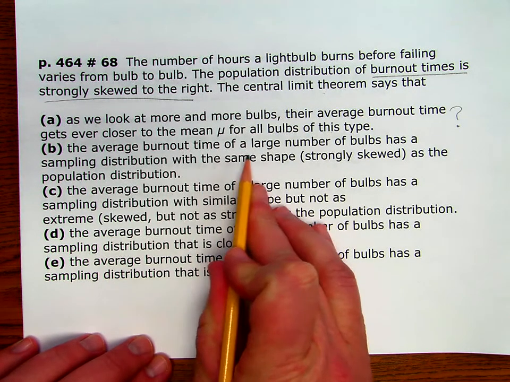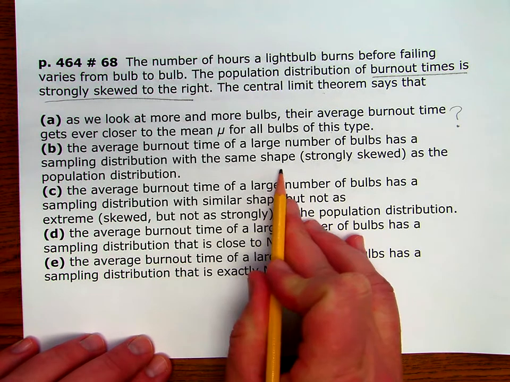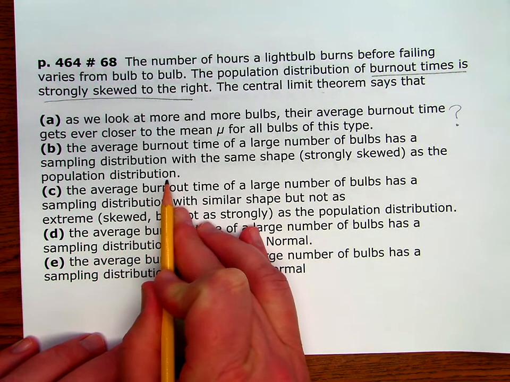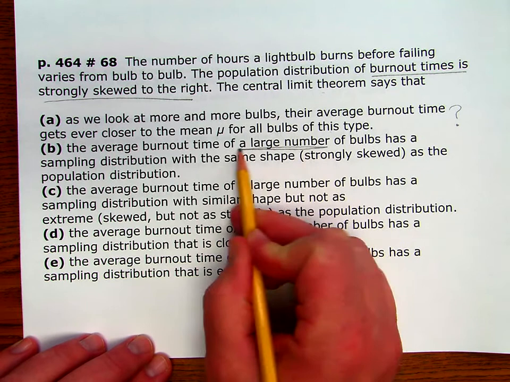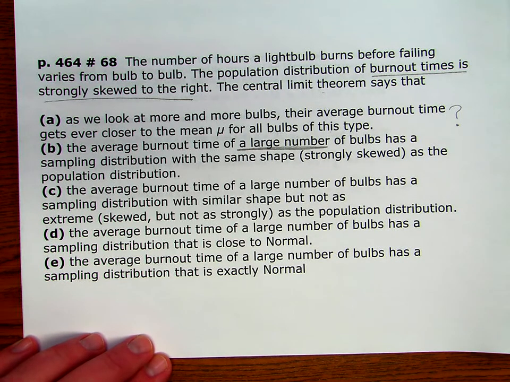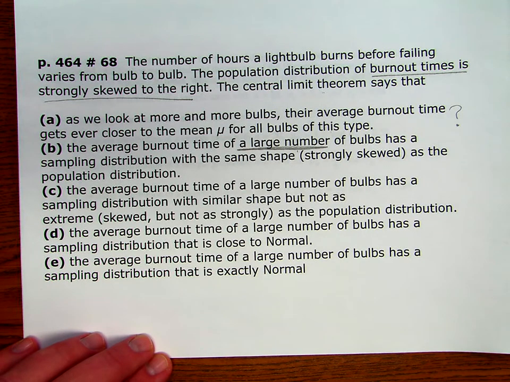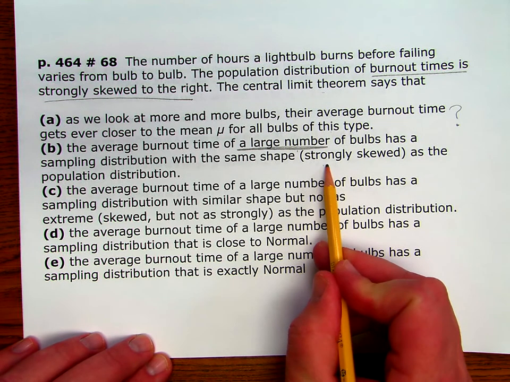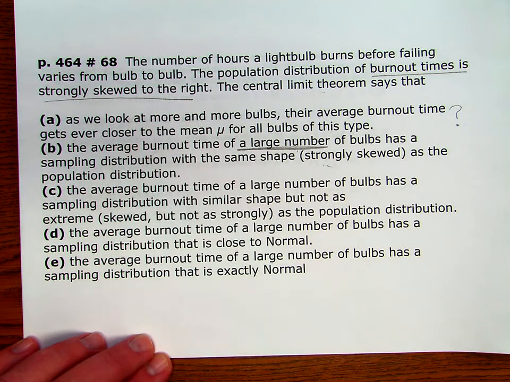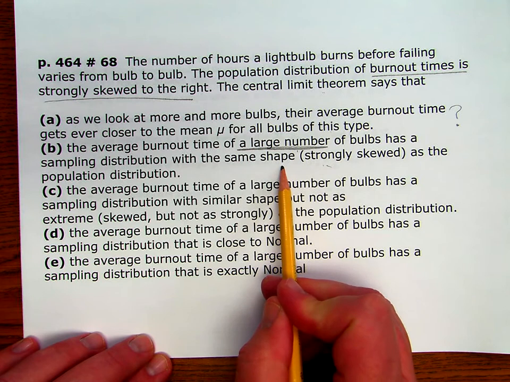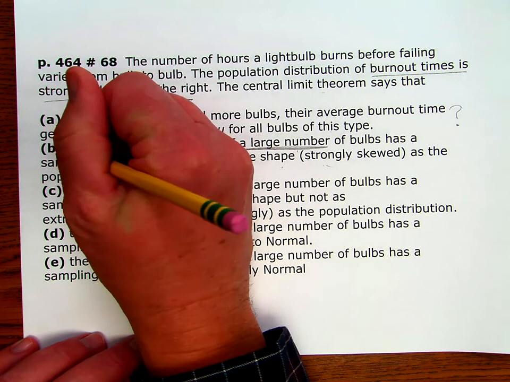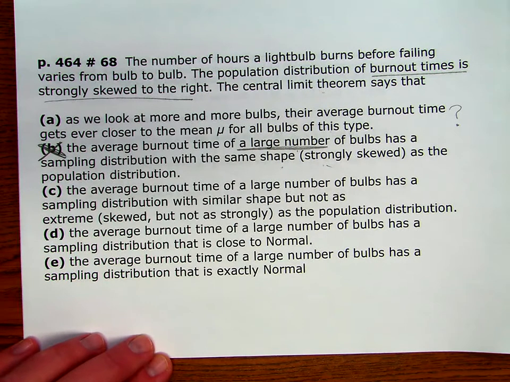Okay, the average burnout of a large number of bulbs has a sampling distribution with the same shape, strongly skewed, as the population distribution. Well, large number in the context of this little corner of our stat world would refer to a sample size greater than 30. That would be considered a large sample size. And with a large sample size, the sampling distribution becomes approximately normal. It's not going to have a shape similar to the population distribution. A small sample size would have a similar shape, but not a large sample size. We can confidently eliminate D.